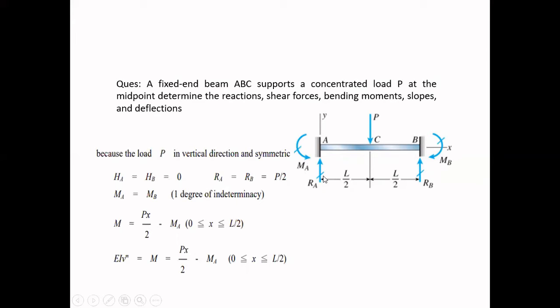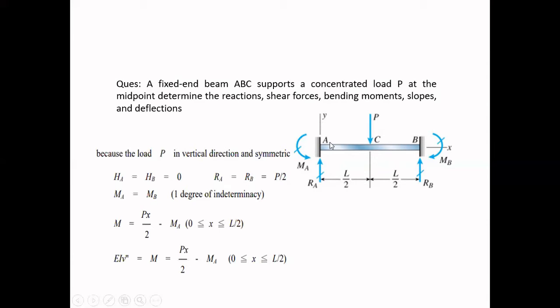So by using the first equilibrium equation, that is sigma of V is equal to 0, we can say RA plus RB is equal to P. So we can simply say due to symmetry, it gives RA is equal to RB is equal to P by 2. This load will be distributed equally to each end, and we can directly write down RA is equal to RB is equal to P by 2. Similarly, MA will be equal to MB in this case because this is a symmetrical beam.